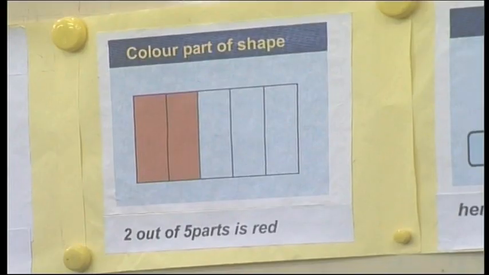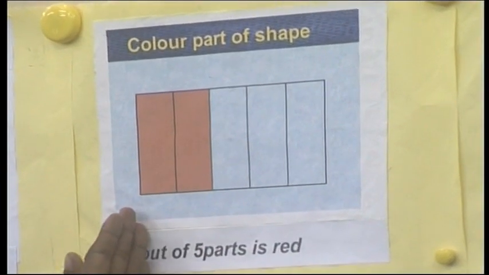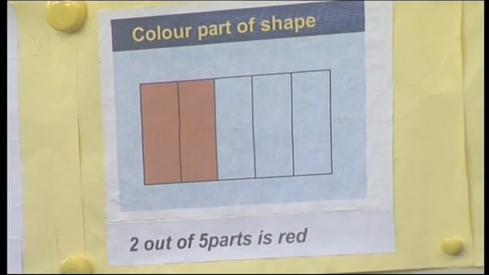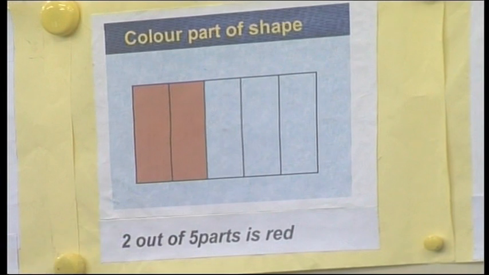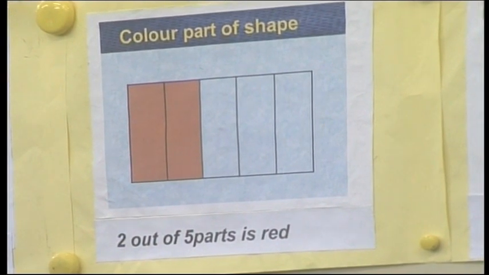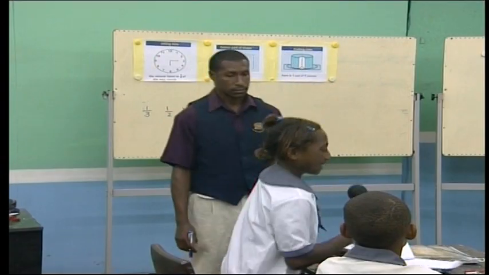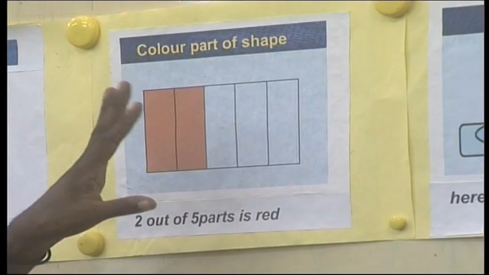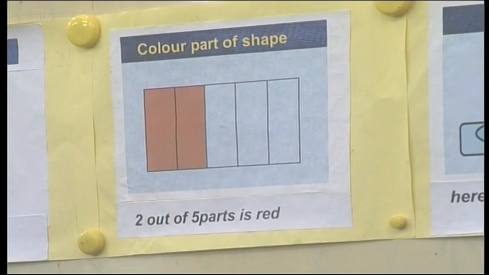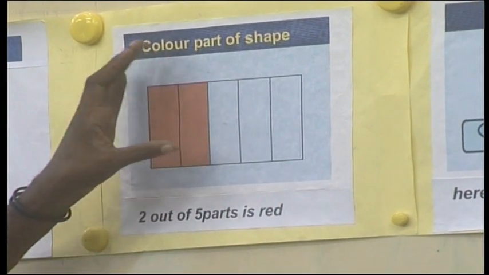How many parts? 5 parts. Now, how many parts are shaded, Lisa? How many parts of this shape is shaded? 2. Okay, two parts of the shape is shaded. So, two parts is the part which shows which is being shaded.